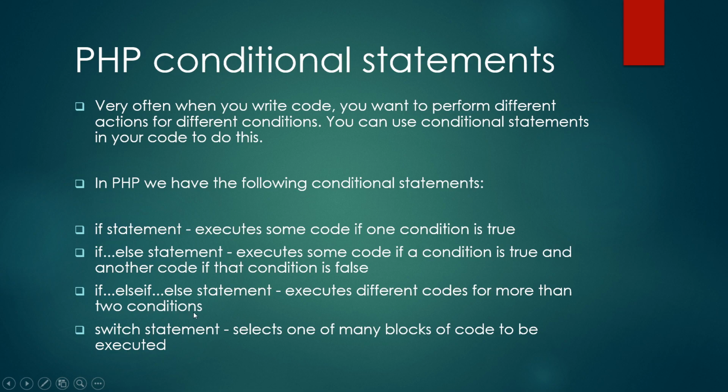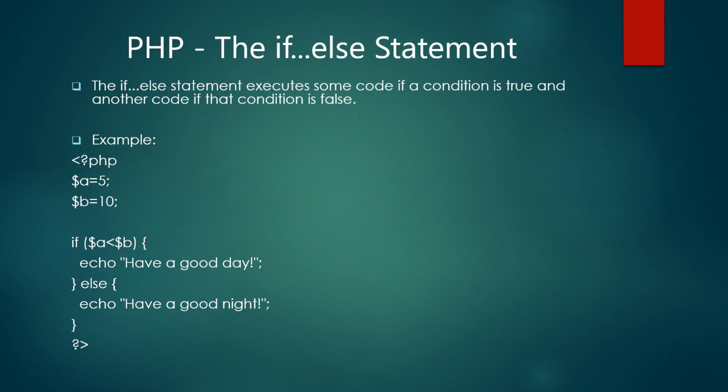Then at last we have the switch statement. It selects one of many blocks of code to be executed. So we have several cases inside a switch statement, and whichever case is true, that code will be executed, and then the flow would come out of the switch statement. So this was some theoretical part. Let's now jump on to the practical part so that our understanding can become much clearer.